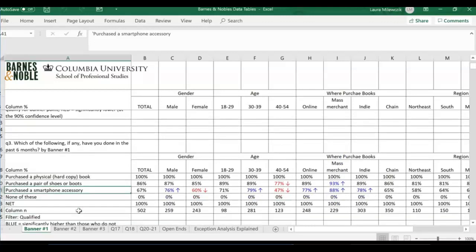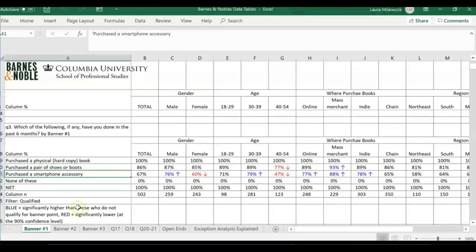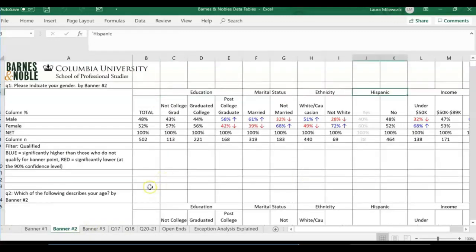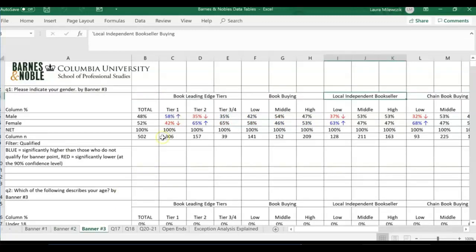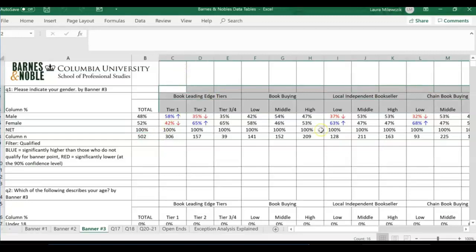The other thing that I want to show you that you have when you get your data tabs is that not only will you have a banner here that's outlined, but depending on how many different subgroups of interest we're looking at, you might have 2 or 3 different banner points. When you look across at each of those banner points, column B will always remain the same in each of your banners, and that represents the total respondents who answered your survey. What will change are the banner points up here going across.